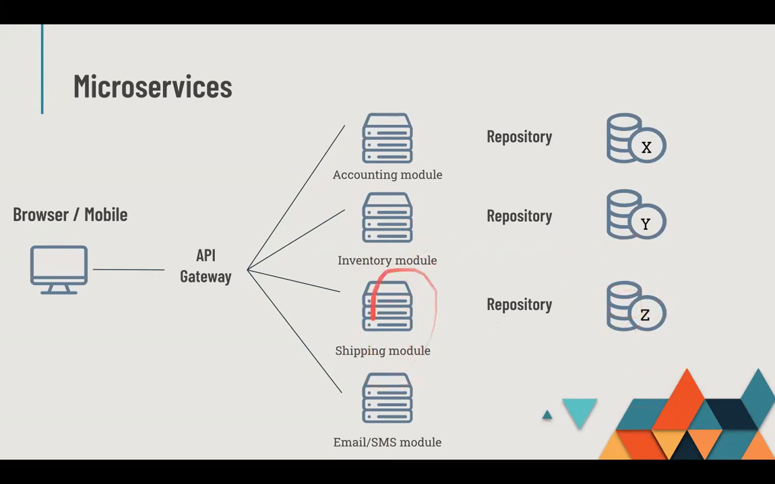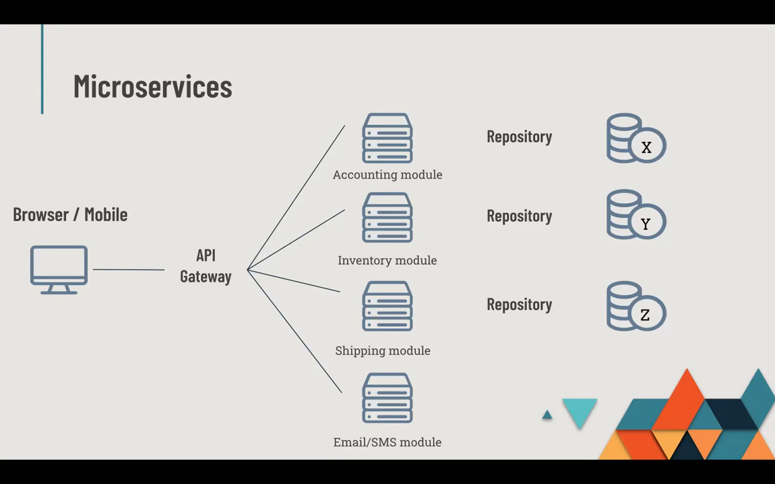Polyglot databases, polyglot frameworks, and as long as they agree upon communicating with each other, they call upon each other in a standard way, that is fine. It doesn't matter the accounting module is written in Java, the inventory module is written in Python or something like that. It doesn't matter, as long as they can communicate with each other in a standard way, they are good, they are golden. Okay, so that is one thing that we can do.